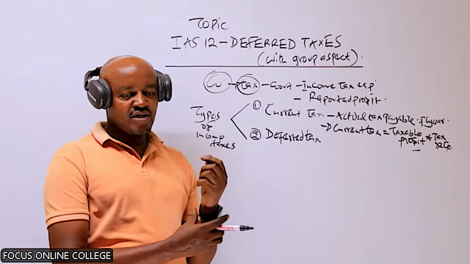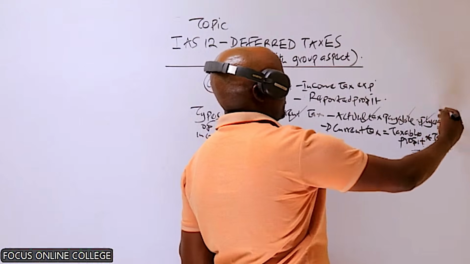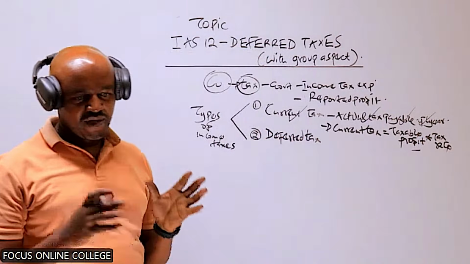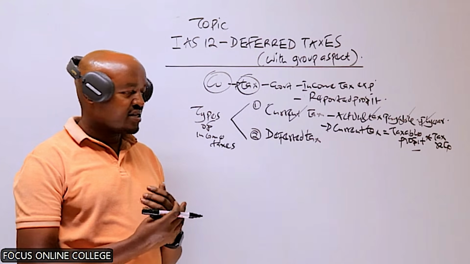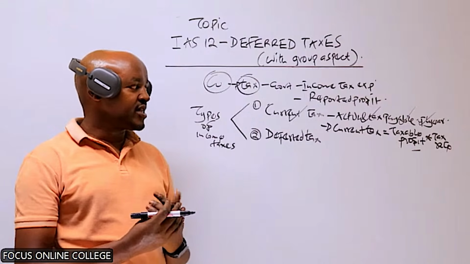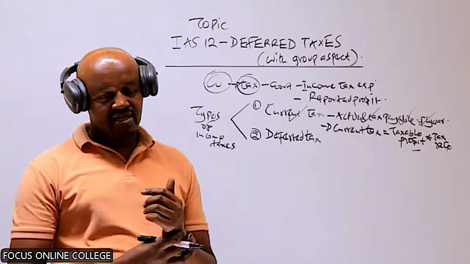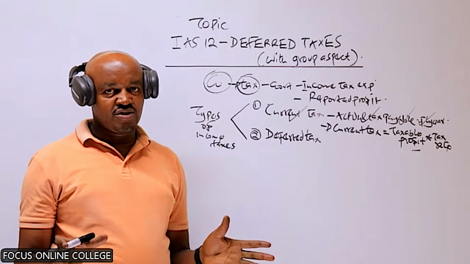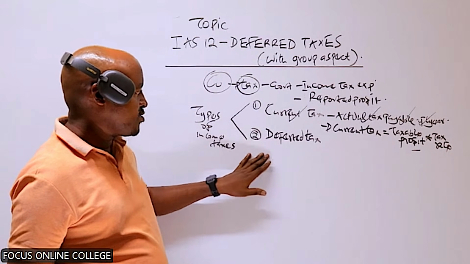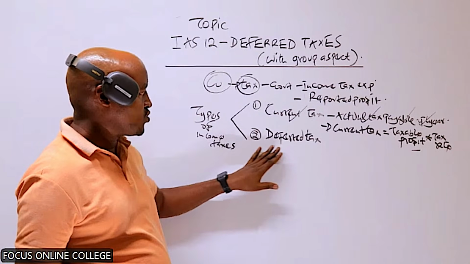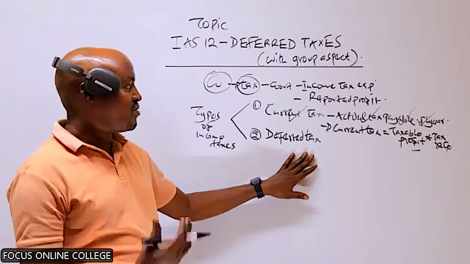So in this case, we have said that the current tax refers to that actual amount of tax to be paid by a company to the government in a certain financial year. This is computed by taking the taxable profit times the tax rate. Now, at this level, that is not our interest. Our interest is how to compute and account for the deferred taxes.